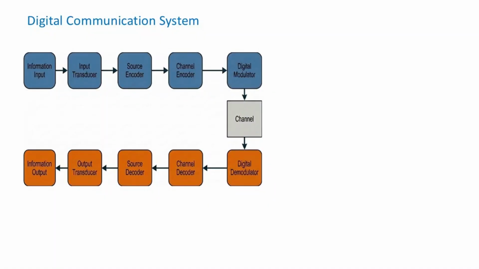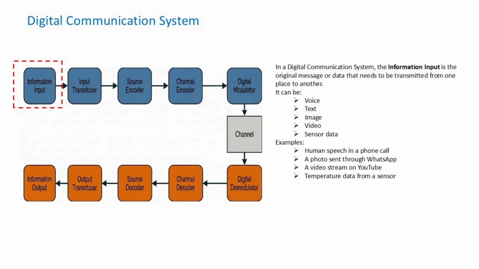This diagram illustrates the block diagram of a digital communication system, providing a complete overview of how information flows from the source to the destination. In the following section, we will explore each block in detail to understand how the system works step by step. First is the information input.